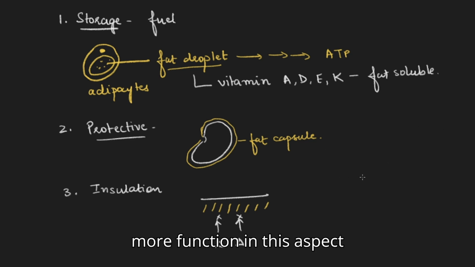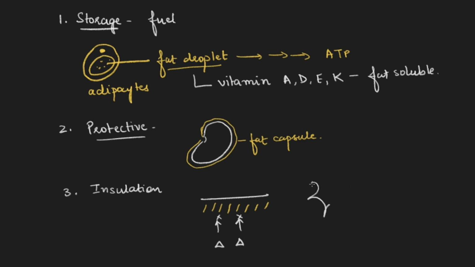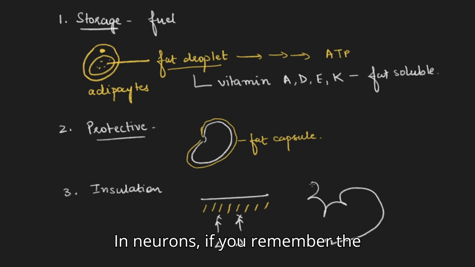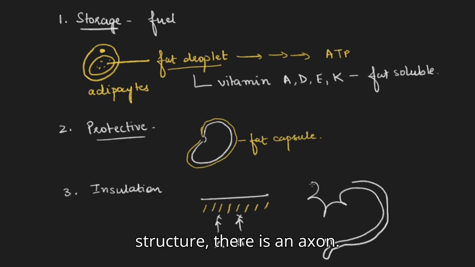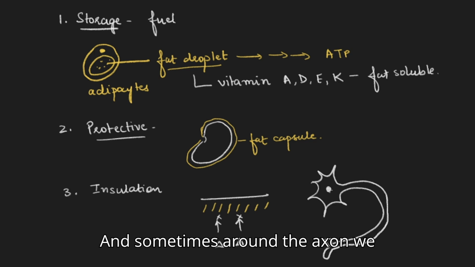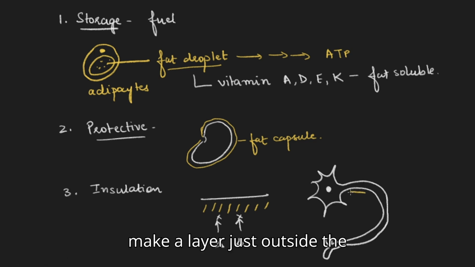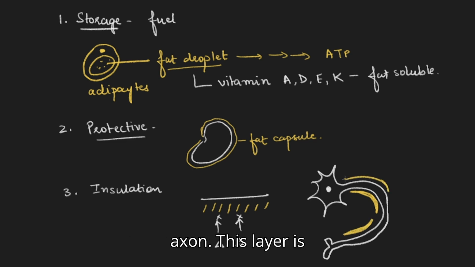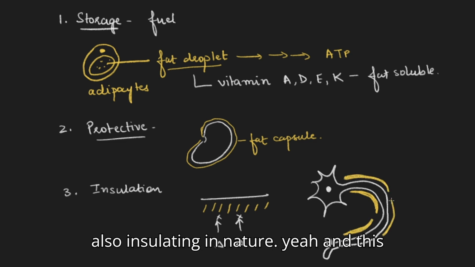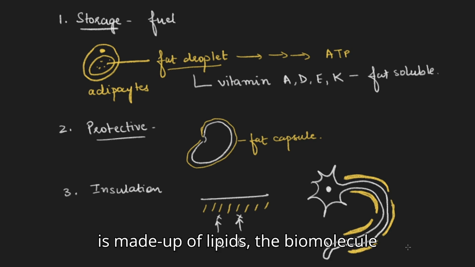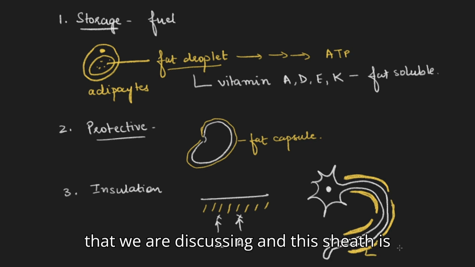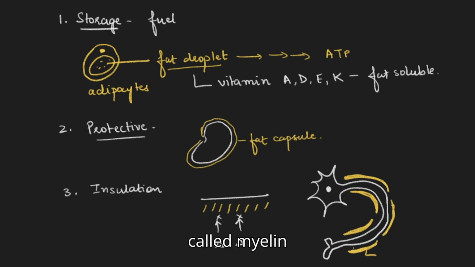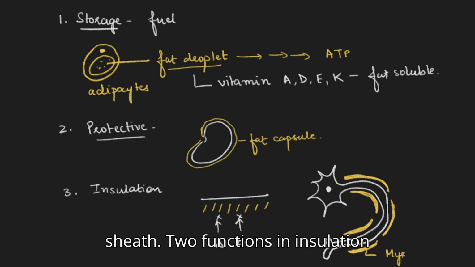One more function in this aspect is in neurons. In neurons, if you remember the structure, there is an axon, and sometimes around the axon there is a layer just outside it. This layer is also insulatory in nature, and it is made up of lipids, the biomolecule that we are discussing. This sheath is called the myelin sheath. So there are two functions in insulation.